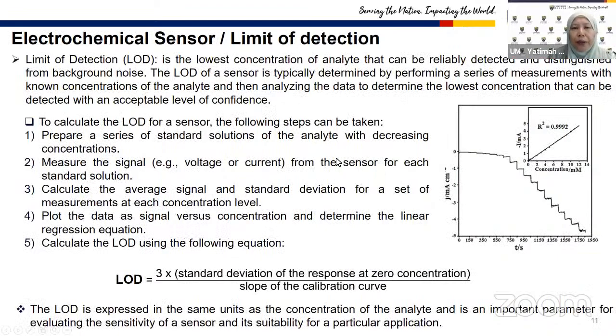Just to share with you, when we are doing these electrochemical sensors, because we are targeting certain concentration, I will share with you our work. What we always do is calculate the limit of detection, or in short, LOD. What does limit of detection mean? When we study electrochemical sensors as chemists, we are targeting analytes with lower concentration, because what we are doing is at laboratory scale, not industrial scale. So we are talking about low concentrations of analyte.